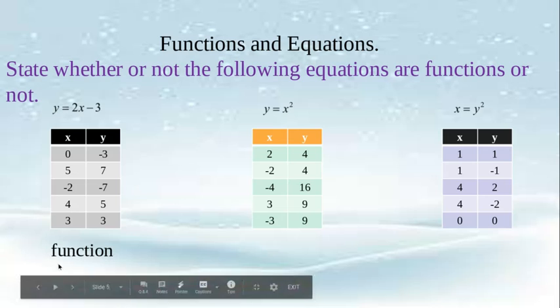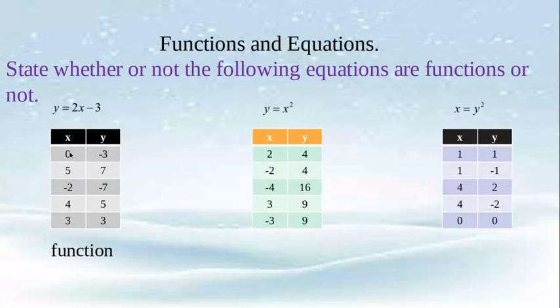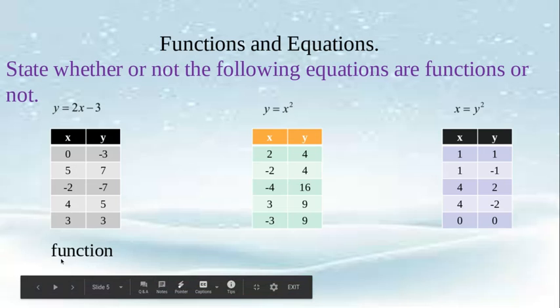It is a function. Why? Because if you look at the x's, do any of them repeat? 0, 5, negative 2, 4, 3. Nope, none of them repeat. You don't have any of the number more than once, so it is a function.